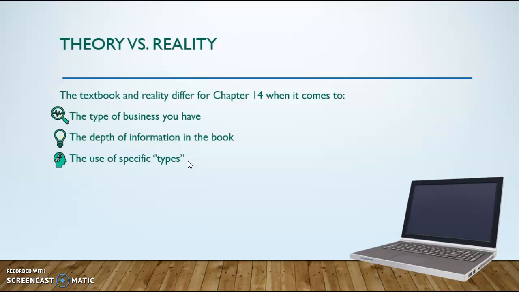The depth of information in the book. This is simple. It's a book. It can't hold all the information in the world. It's not a one-stop solution for any business problems, but it's a good start. And finally, the use of specific types, which they use a lot in the book. They have all these types, like, oh, there's 4 types of management, or there's 6 types of this and that. And in reality, there's way more types. It's so hard to stereotype different kinds of management. So you have to be careful with that as well.